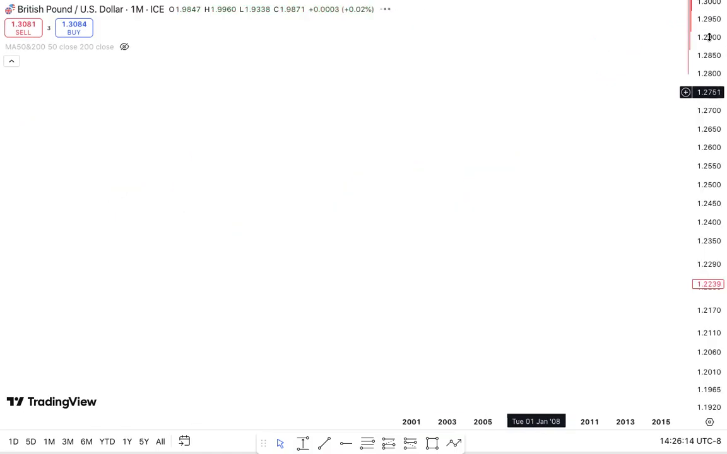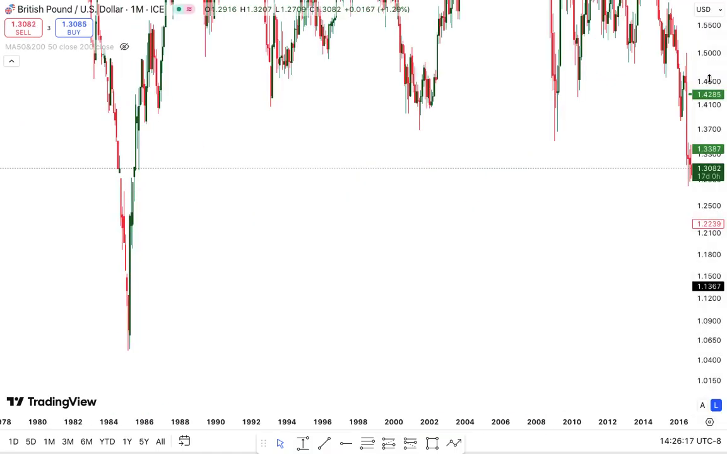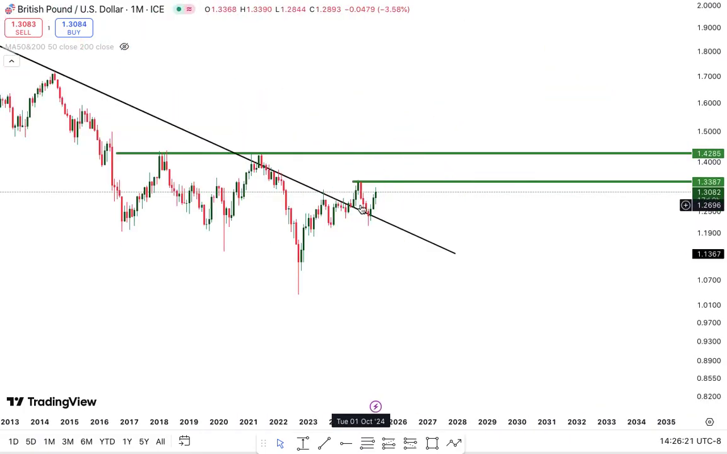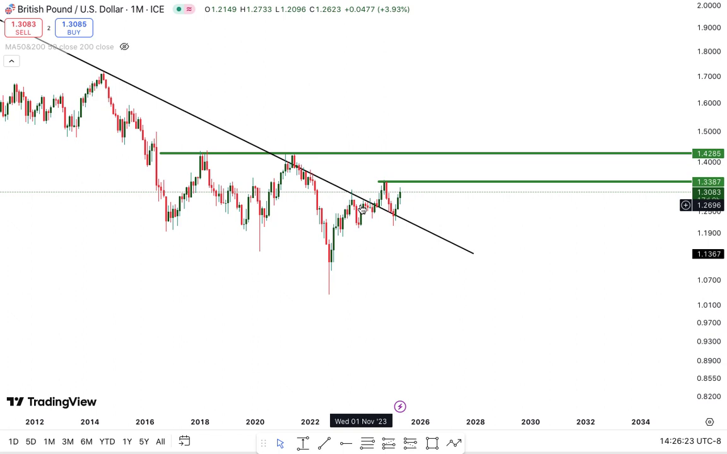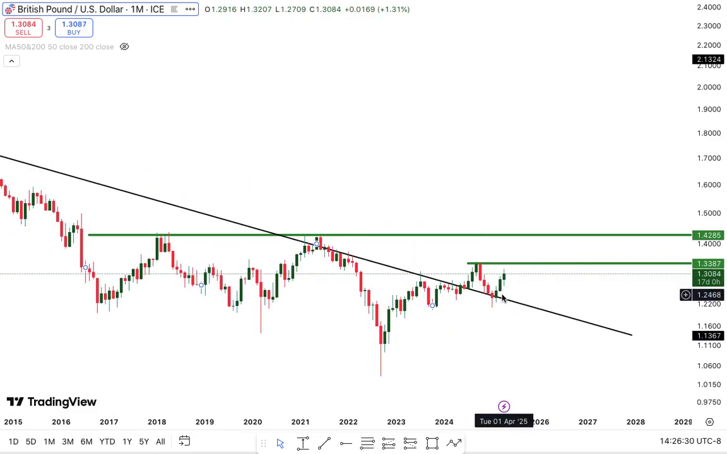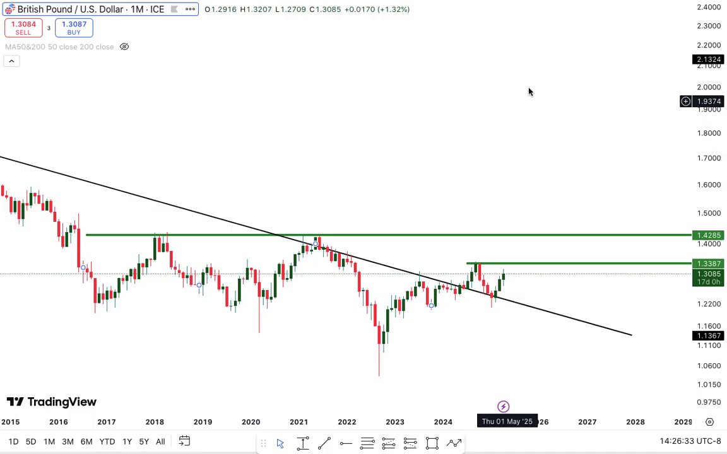So on the monthly time frame, as you can see here clearly, this is exactly what is happening. We've actually broken out of this downward trend line, and then we've tested it nicely, and now we're pointing to the upside. Now, the next thing you need to do is also scale down to the weekly time frame.